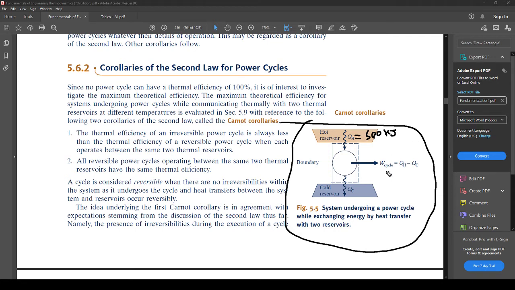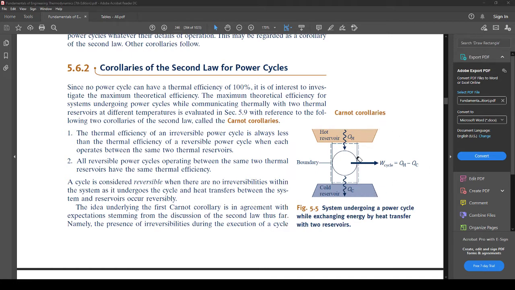So that means only part of this heat transfer goes to work. So it could be, let's say, 200 comes out here. That means the difference has to be equal to the work of the cycle, which is then 300, right? But you can't have 0 here, 500 here, and we just make all the work ever, right? It doesn't work like that.